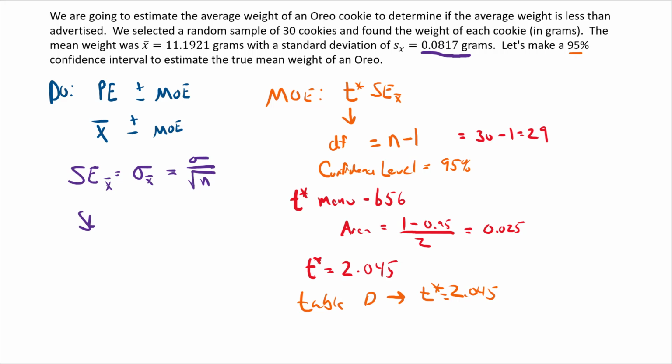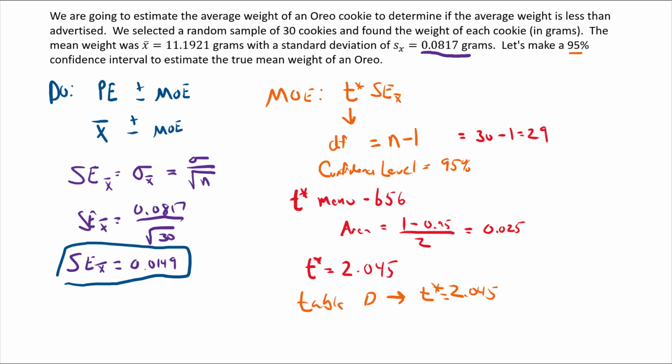So for our standard error of our sample, we're simply taking 0.0817 and dividing by the square root of 30. And therefore we should get, let's see, what did I get here? 0.0149. Okay, so now we have two very important values that we need. We have our standard error value, we have our T star value, and we already have our point estimate, our X bar, right? The actual mean weight from our samples.